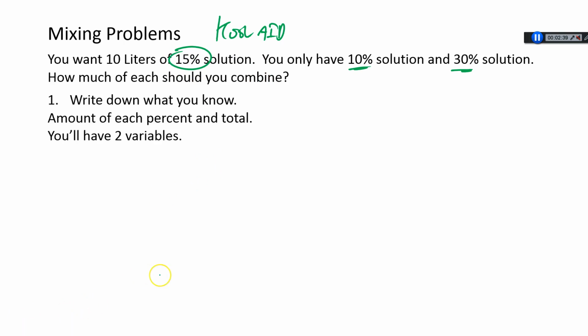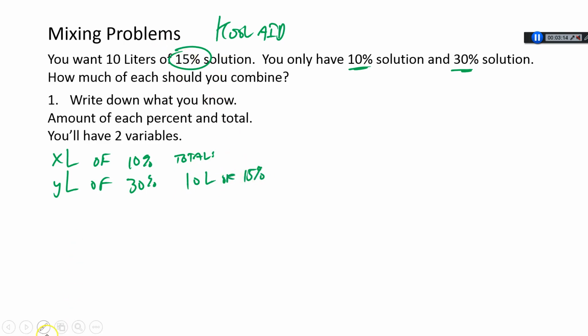So I'm going to take you through this procedure. First thing I always do is write down what you know, the amount of each percent and the total. You'll have 2 variables, so somewhere in here I'm going to have something I don't know. In this case, I don't know how many liters I have of 10% solution. So I have x liters of 10%. I also don't know how many liters of 30% I have. So let's say I have y liters of 30%. I know the final though. My total is going to be 10 liters of 15%, because that's what they want me to achieve.